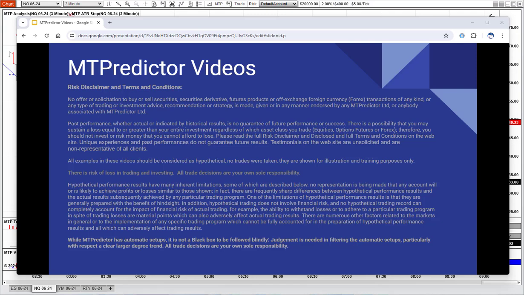In today's MTPredictor video, I'd like to look at how the setups have been unfolding on the NQ this morning in the UK London time, particularly focusing on our new PB or pullback trade setup.